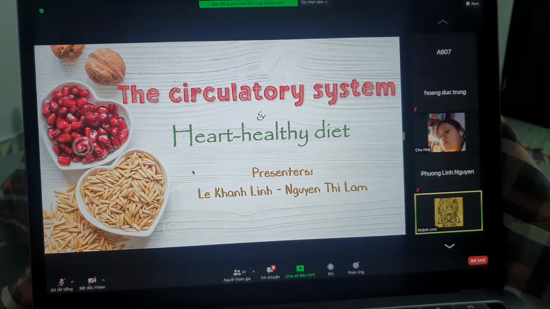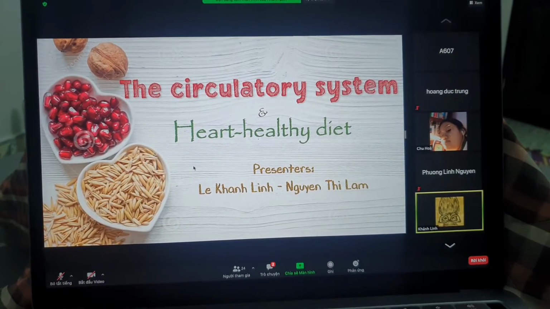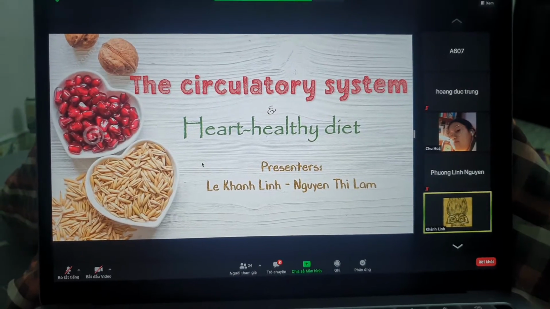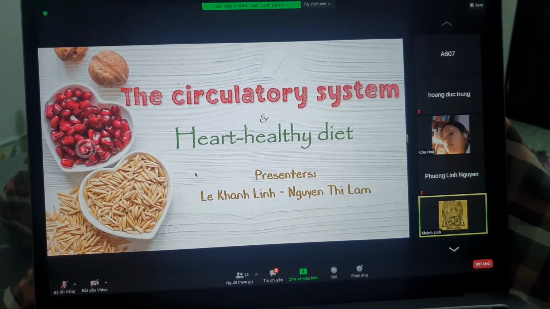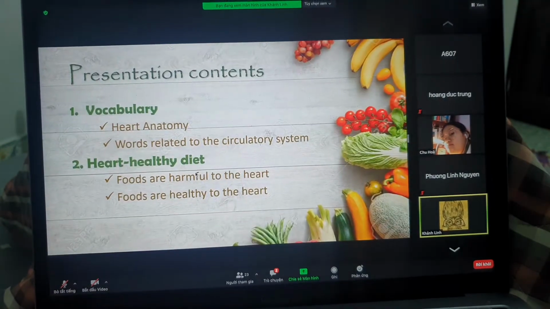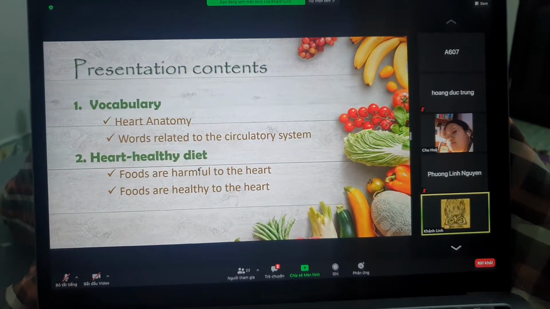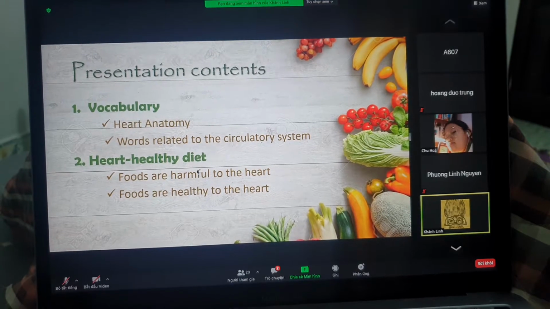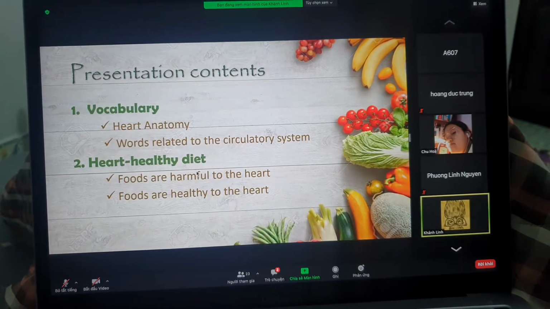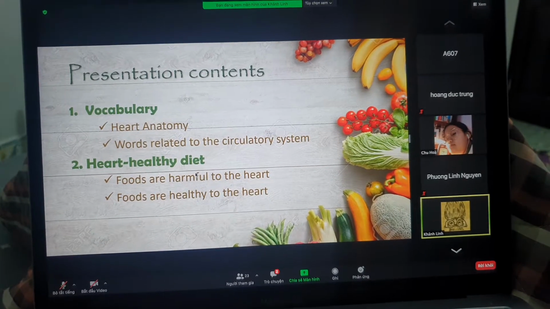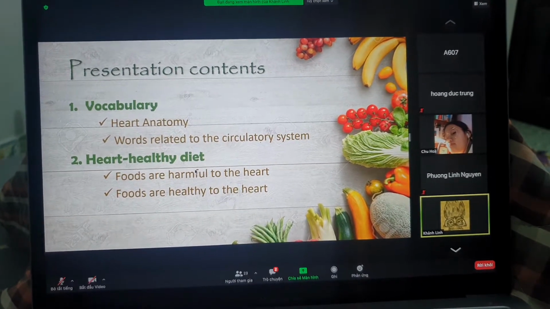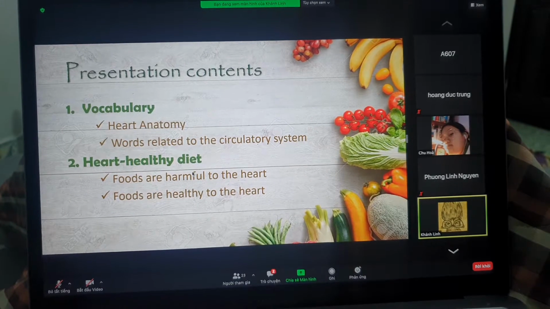We are here today to talk to you about the circulatory system and healthy diet. And here is the agenda for our presentation today. The first part is the vocabulary. In this part, I will introduce you to some medical terms related to heart anatomy. It's a little bit difficult, and some common phrases related to the circulatory system.